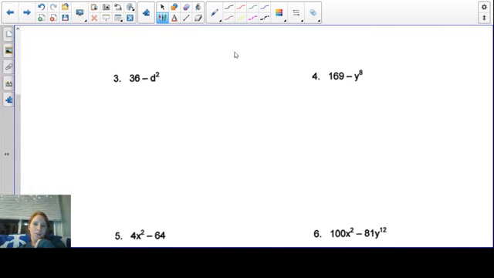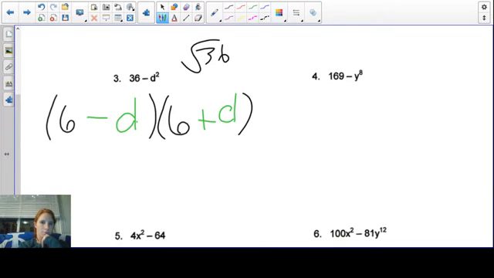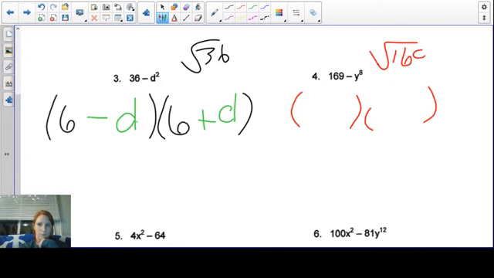Alright, now this one's a little backwards, but it's still perfect squares. I can still take the square root of 36, which is 6 and 6. Then I'm going to have minus d and plus d. So same idea, number 4. Square root of 169 is 13.